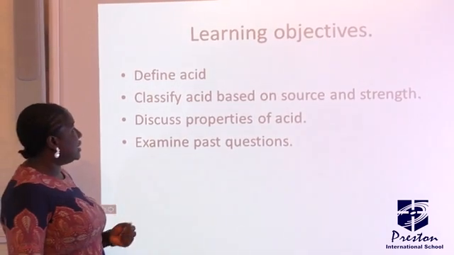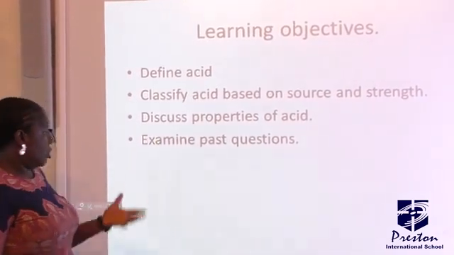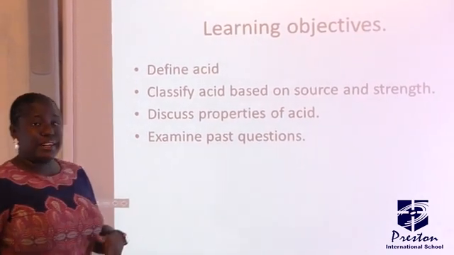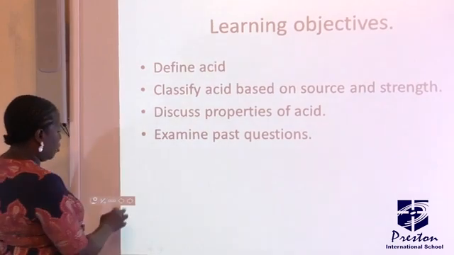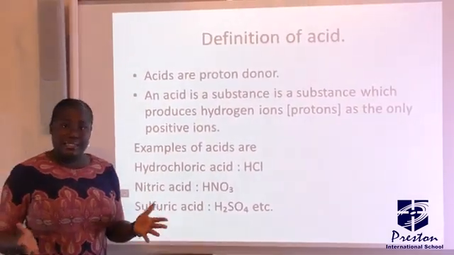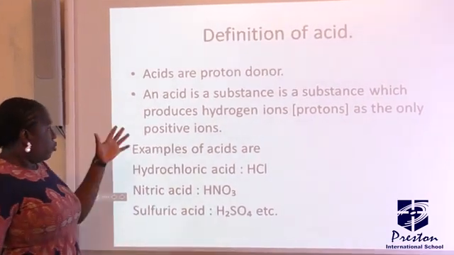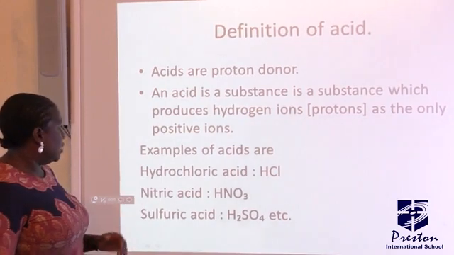We're going to define acids. I'm going to classify acids based on the source and the strength. We'll discuss the properties of acids. Thereafter, we'll look at some past questions and how to answer correctly. Now, acids generally are referred to as proton donors. When they dissolve in water, they produce protons, hydrogen ions, as the only positive ions.